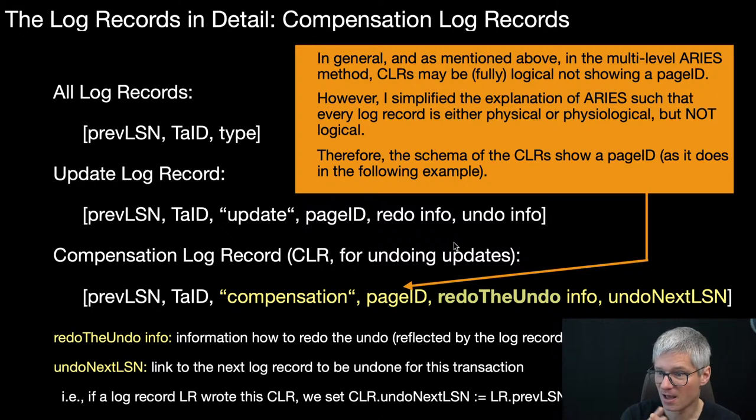So basically, when recovering the database system, you write out those compensation log records, allowing you to survive a crash while recovering. Isn't that cool? You will understand how that works in a moment. But the major change you're seeing here is there's not a redo undo, there's just one information. That's it. And there's the undo next LSN. That is a link to the next log record to be undone for this transaction, so standard log record.